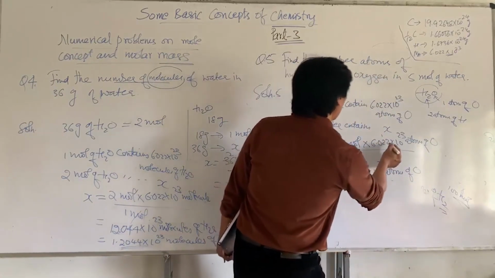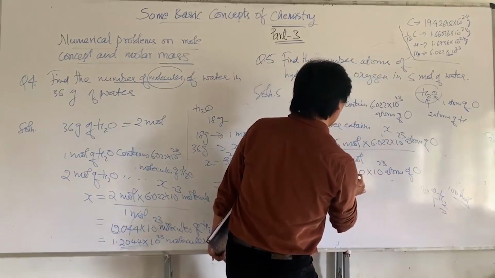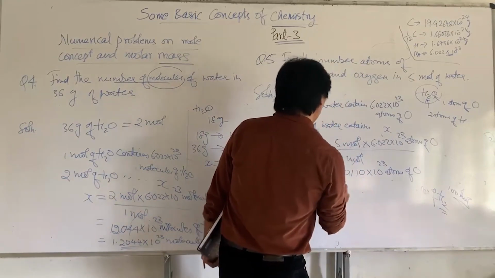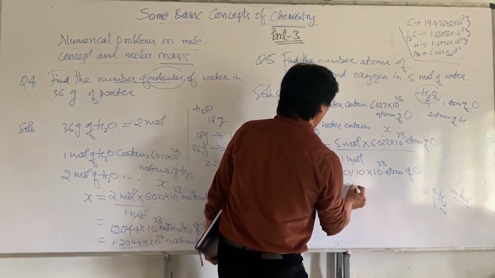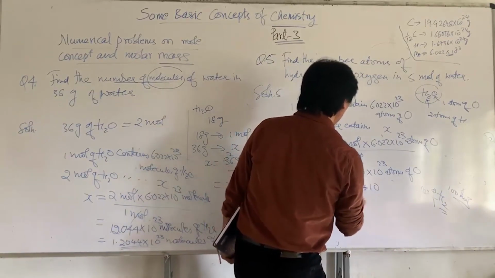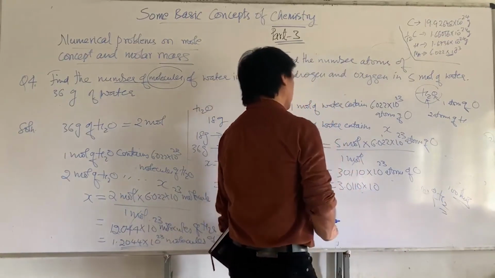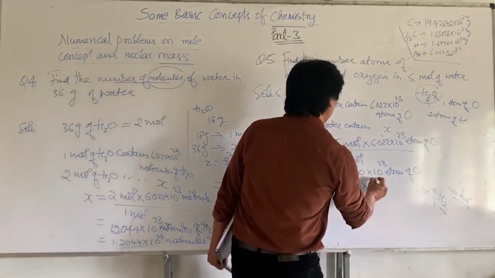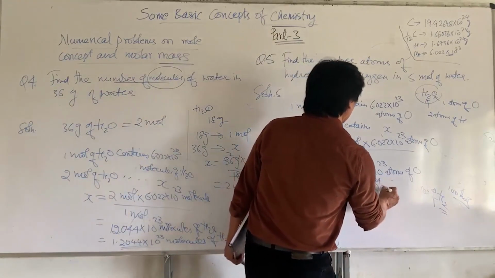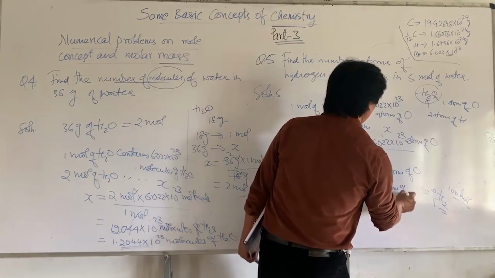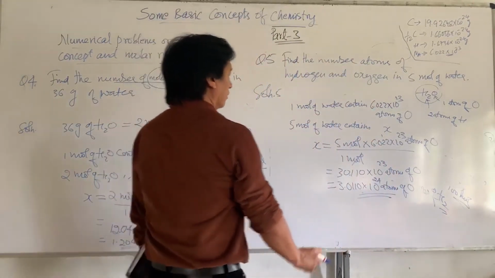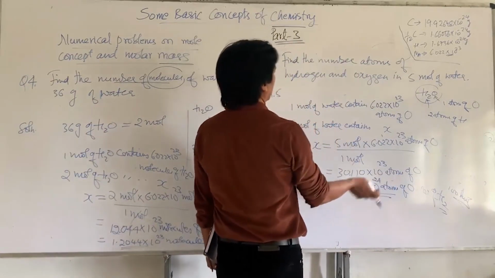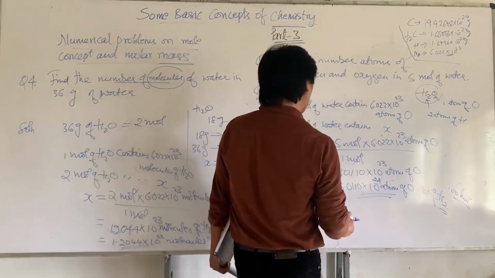Now the decimal point, after 3 digits from the back, 30.110. You write this in the scientific notation form, 3.0110 into 10 raised to the power. You have shifted this to the left by 1 digit, so this becomes 24 atoms of oxygen. So this is the number of atoms of oxygen you find in 5 moles of water.